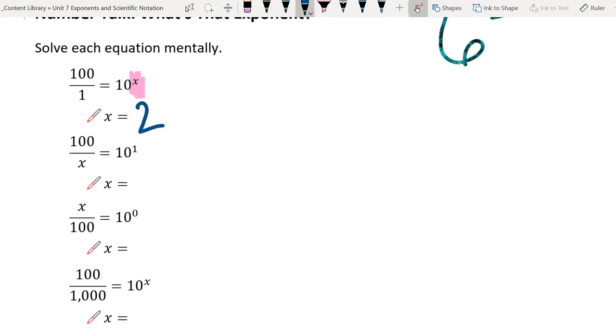All right, 100 divided by what makes 10? 100 divided by 10 would make 10. What divided by 100 makes, what's the value of this? 1. So what divided by 100 makes 1? 100. 100 divided by 1,000 makes 10 to the what?